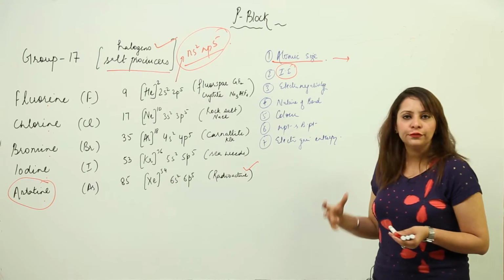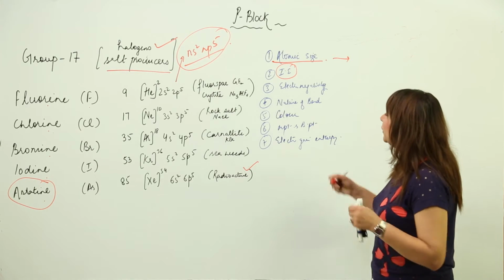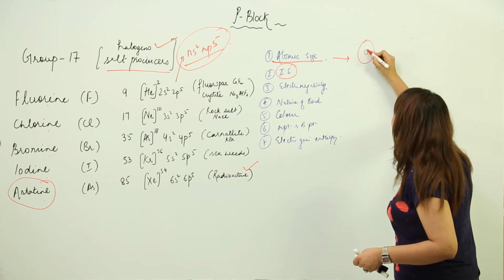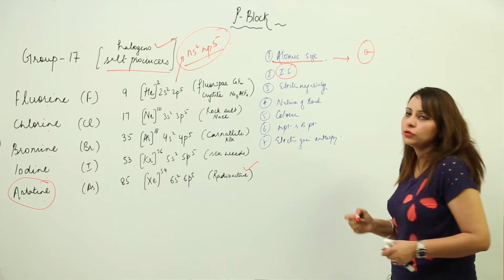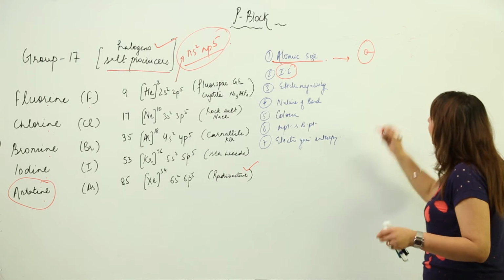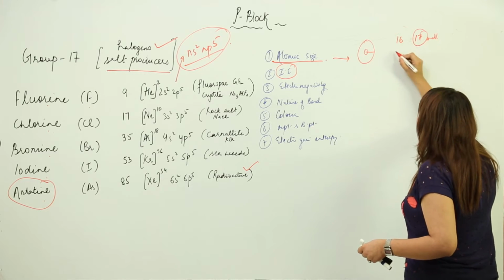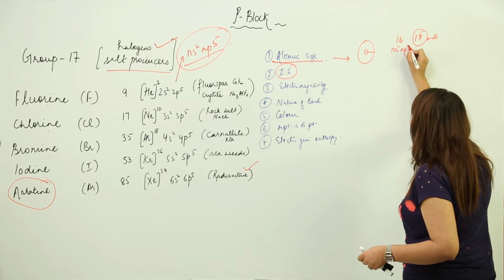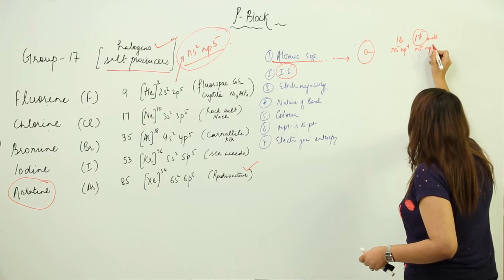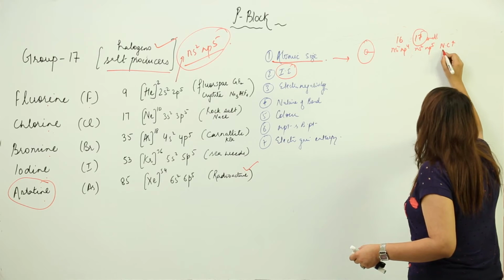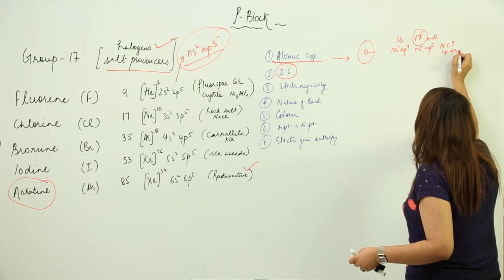So starting with the physical properties now, the first property is atomic size. As you all know, atomic size is the distance from the center of the nucleus to the outermost shell. If we compare its size with the 16th group, obviously they are smaller, because as you can see the configuration here is ns2 np4 and in this it is np5. So due to the increased electrons, nuclear charge increases and size decreases.